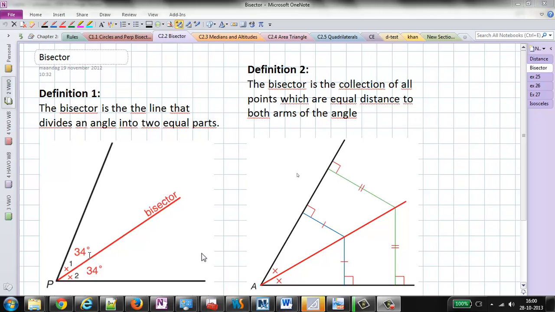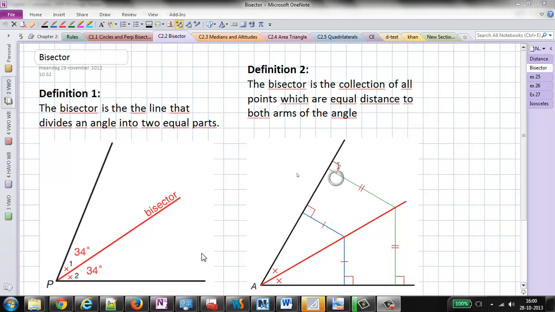Okay, in this video I'm looking at the bisector of an angle. One definition is the bisector is the line that divides an angle into two equal parts, which we see here on the left. Very intuitive definition, easy to understand. A somewhat more abstract definition, which is also necessary to understand, is that the bisector is the collection of all points which are equal distance to both arms of an angle.